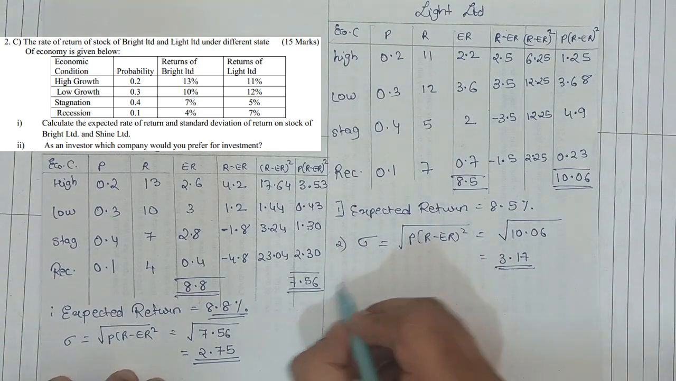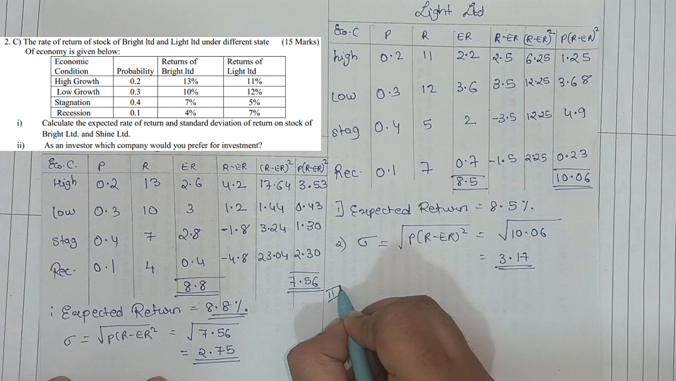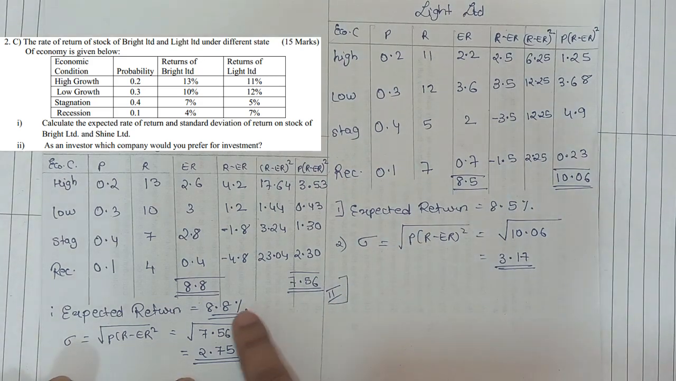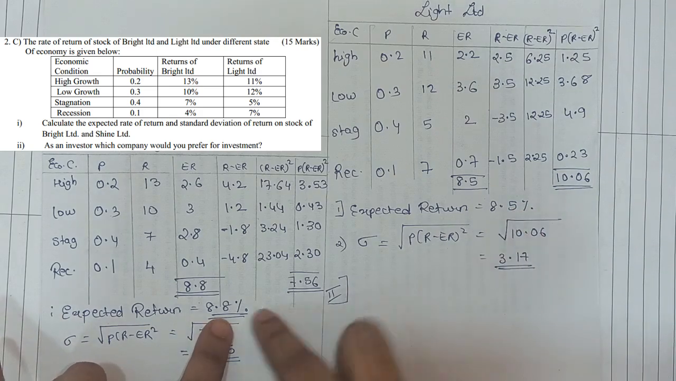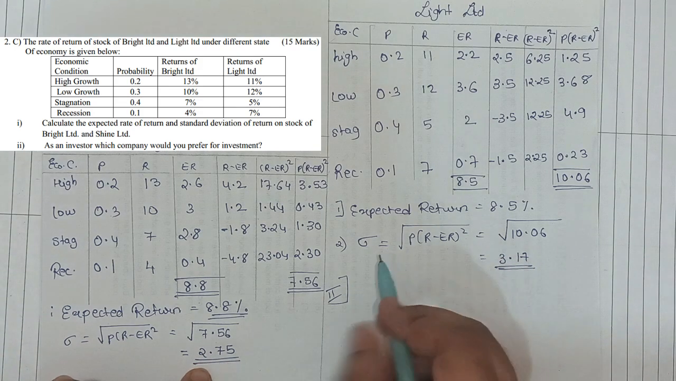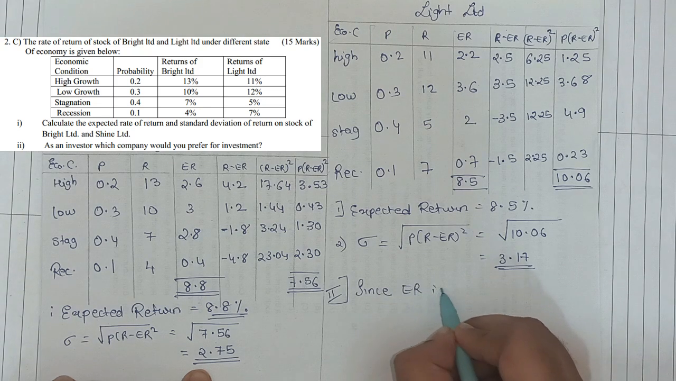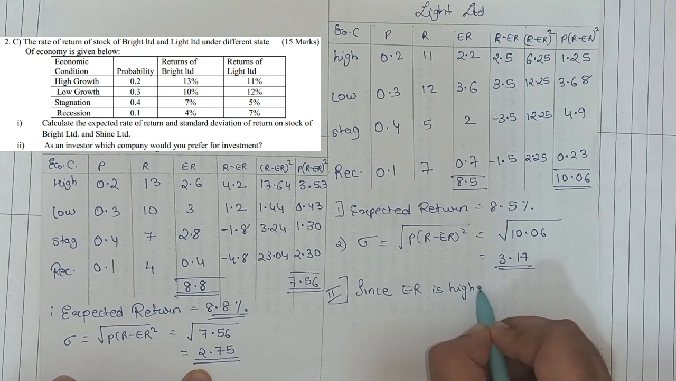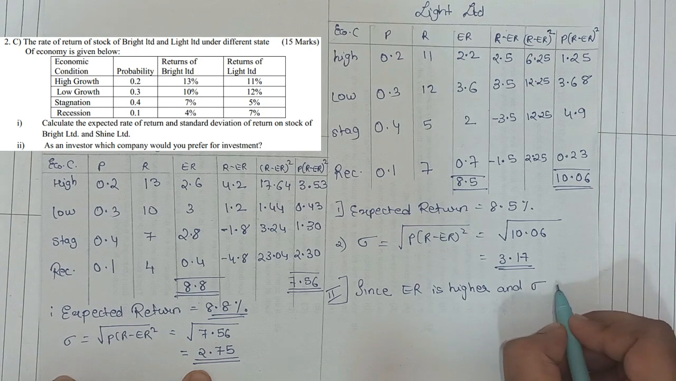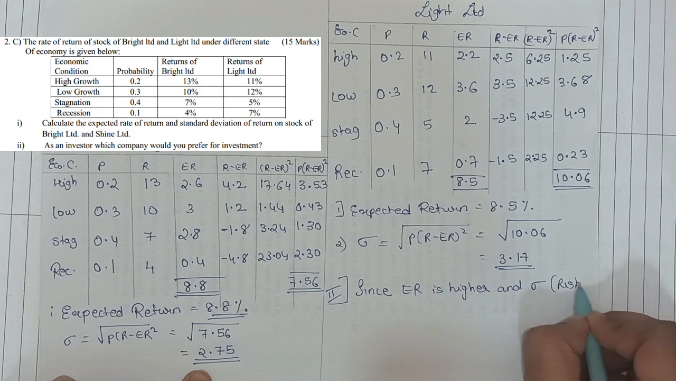Now they're asking us, stating that as an investor, which company would you prefer? Okay, so now look here. From the expected return point of view, Bright Limited has a higher expected return, and from the standard deviation point of view, Bright Limited has the lowest risk. So since expected return is higher and standard deviation, that is the risk, is lower.